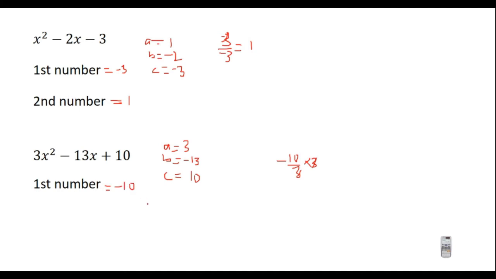Now, to get the second value, first find A times C. A times C is 3 times 10, which is 30. Now, divide A times C by the first value, which is -10. You know that 30 divided by -10 is going to give us negative 3. So the two numbers we are looking for are negative 10 and negative 3.